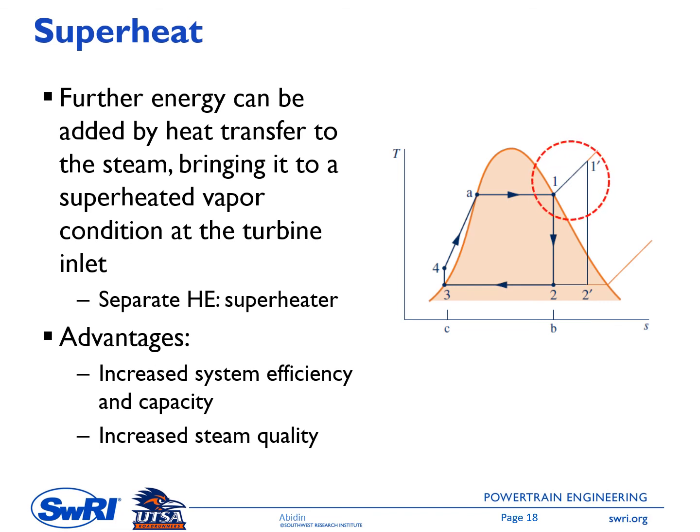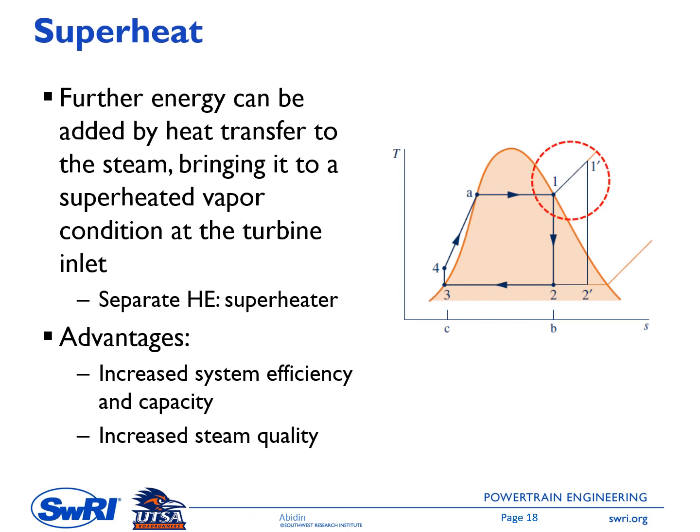Now let's have a look at the system modifications that are widely used in actual vapor power plants. The first modification is having a superheater. In a basic Rankine cycle, the working fluid entering the turbine is saturated vapor, which is point 1 in this figure. Further energy can then be added by heat transfer to the steam, bringing it to a superheated vapor condition at the turbine inlet.